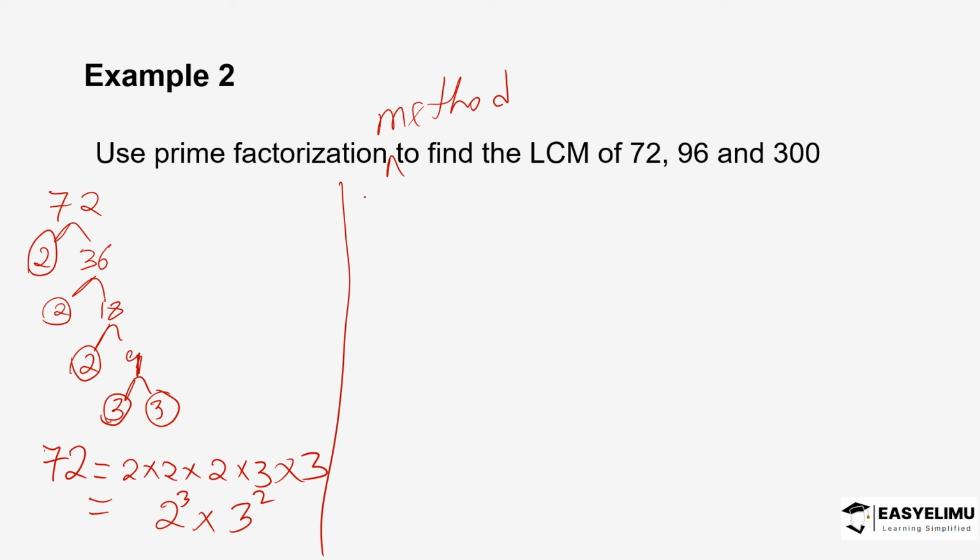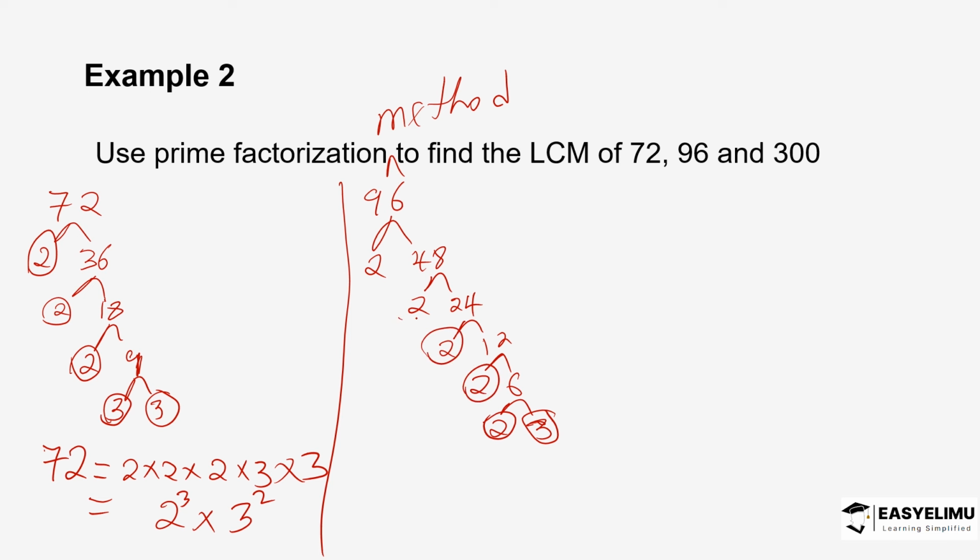Then again we have 96. So 2 goes into 96 48 times. Again 2 goes into 48 24 times. 2 goes into 24 12 times. 2 goes into 12 6 times. And 2 goes into 6 3 times. So once you have the prime number, we stop. Then you pick all the prime factors. So that means 96 can be written as 2 raised to power 5, you're going to multiply 2 five times, and of course 3 raised to power 1.